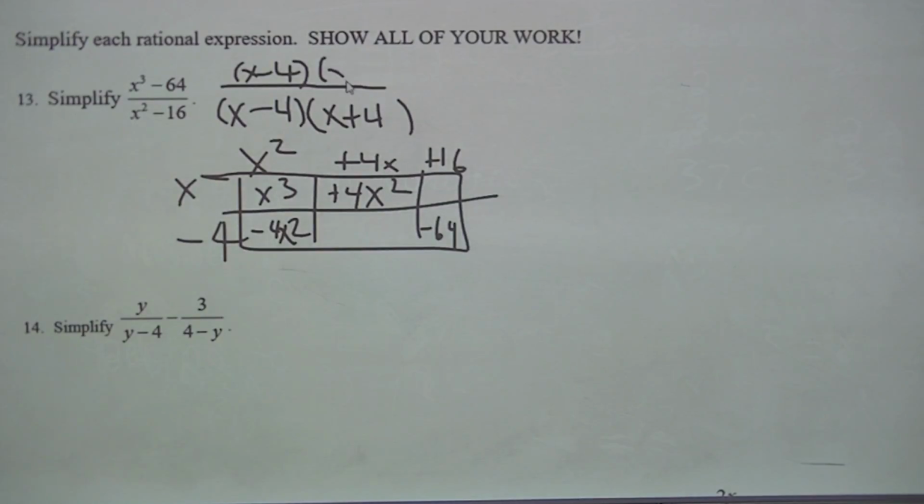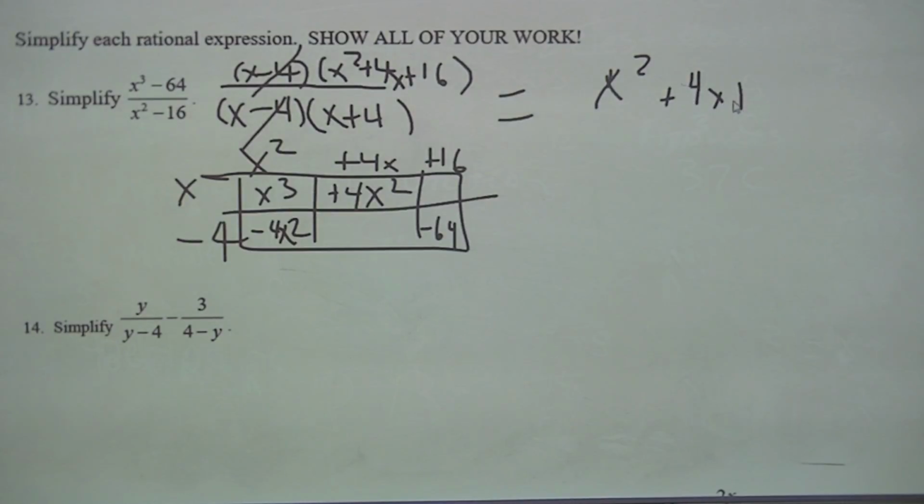All right, so that other factor joins this. All right, so what I'm going to do is I'm going to cross off these. And so what I got simplified is x squared plus 4x plus 16 over x plus 4. All right.